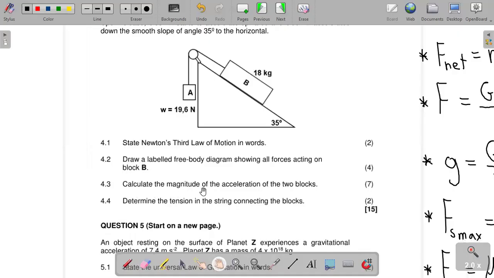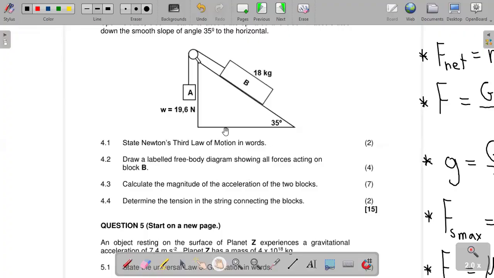Calculate the magnitude of the acceleration of the two blocks. Okay, so we should apply Newton's second law for each block. For A, there are two forces: there is the tension going up, and then there is the weight going down.